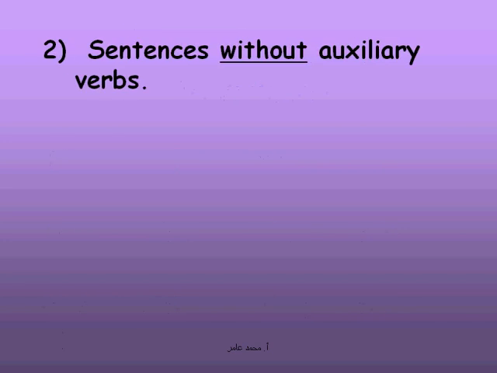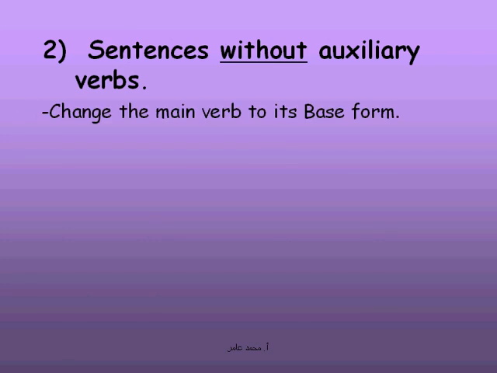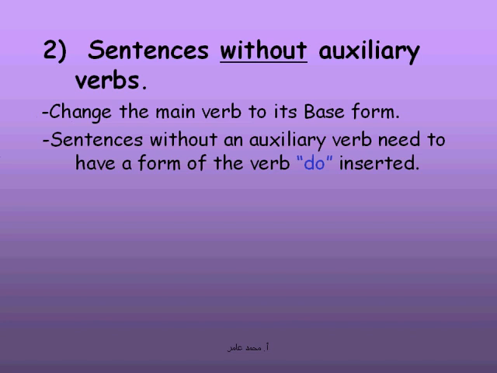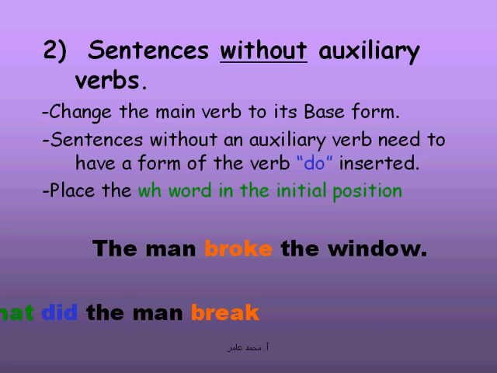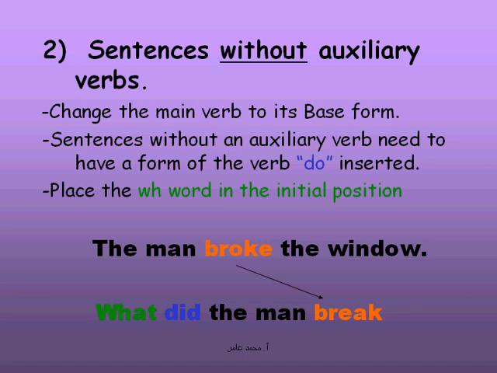Number 2. Sentences without auxiliary verbs. Change the main verb to its base form. If we don't have an auxiliary verb in the sentence, then we have to change the main verb to its base form. Sentences without an auxiliary verb need to have a form of the verb do inserted. Place the WH word in the initial position. The man broke the window. What did the man break? Here, note the verb broke in the past. We changed it into the base form, or the first form of the verb.